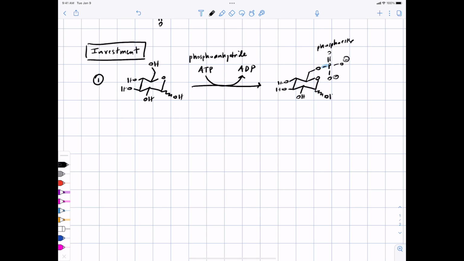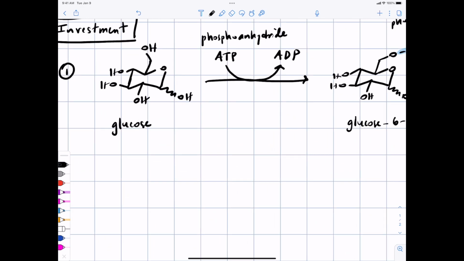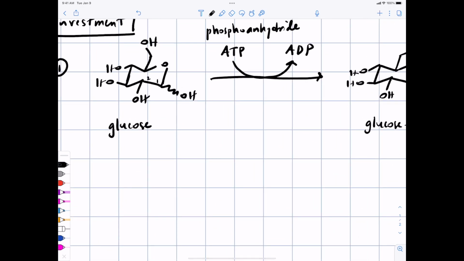I'm using the squiggly line at the anomeric carbon to indicate that we've got a mixture of alpha and beta anomers, and we don't really care. The product is called glucose 6-phosphate. It's the carbon 6 hydroxyl group that gets modified. The enzyme that does this is called hexokinase. Kinase is a word we use for enzymes that transfer phosphate groups from ATP. You will see that again and again in biochemistry.